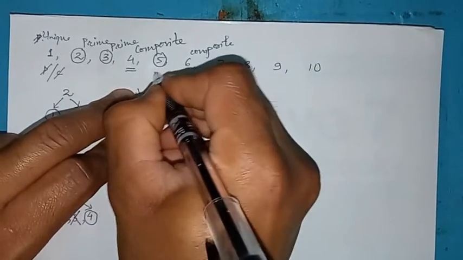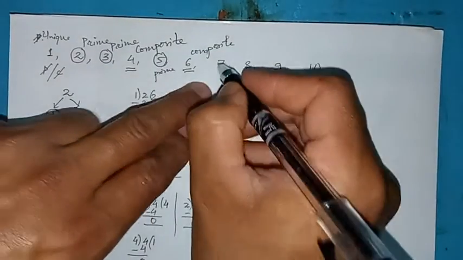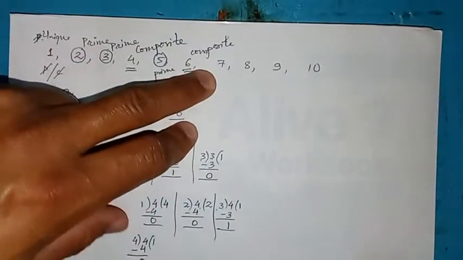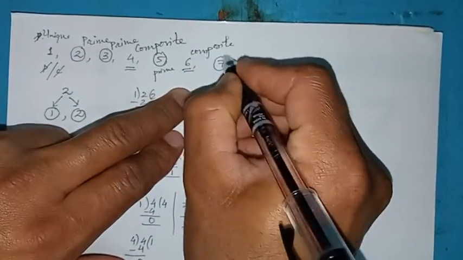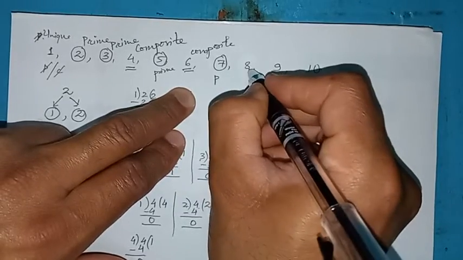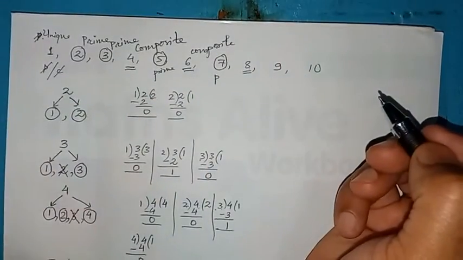5 is a prime number. So in this way we can see that 7, when you do the same process, will have exactly two factors, so 7 is a prime number. Whereas 8 will have more than two factors. You'll find that if you do the same process like this, you can try it yourself.